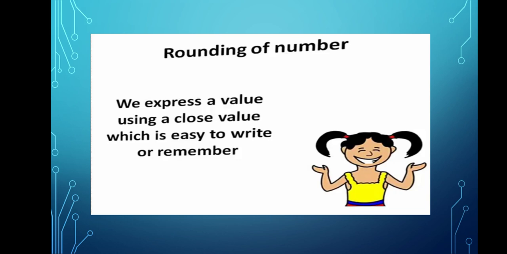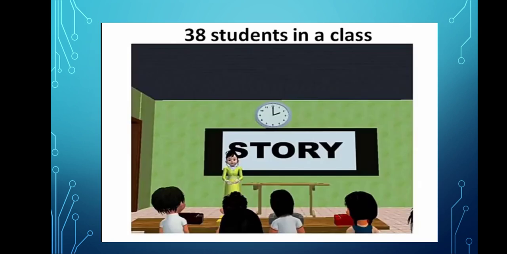We express a value using a close value which is easy to write or remember. Expressing a number by another number near to it which is simpler to remember or easier to remember is known as rounding of numbers. Let us learn an easy way to find out the rounded numbers.